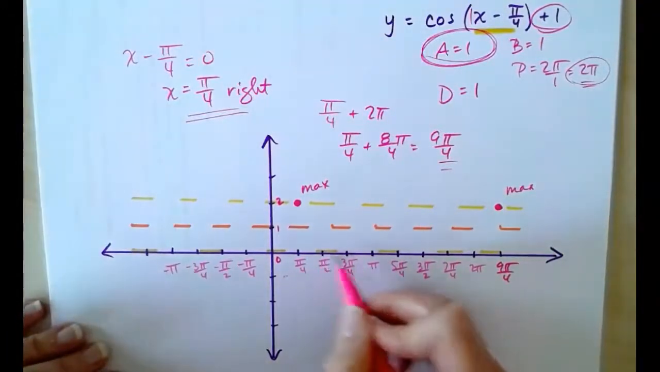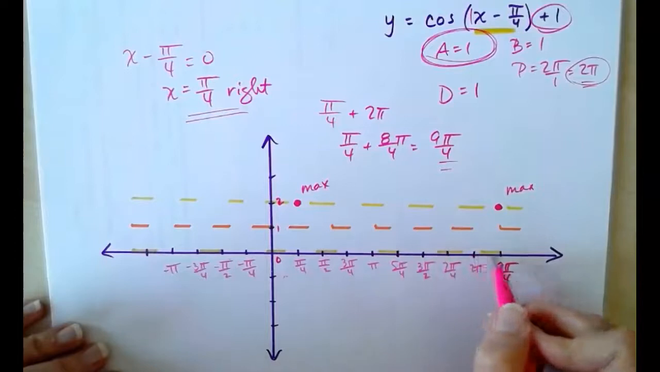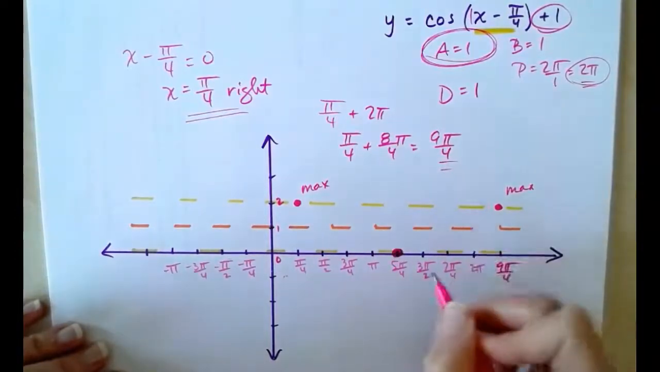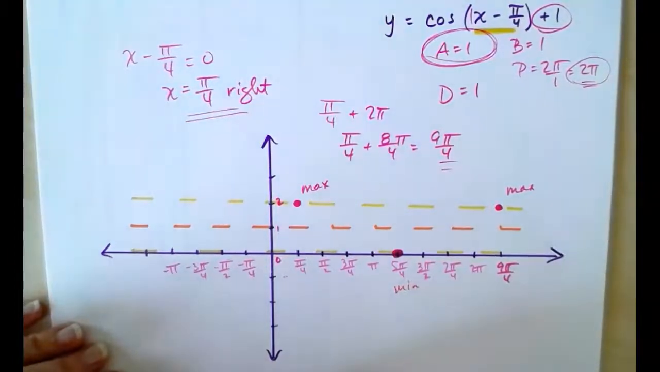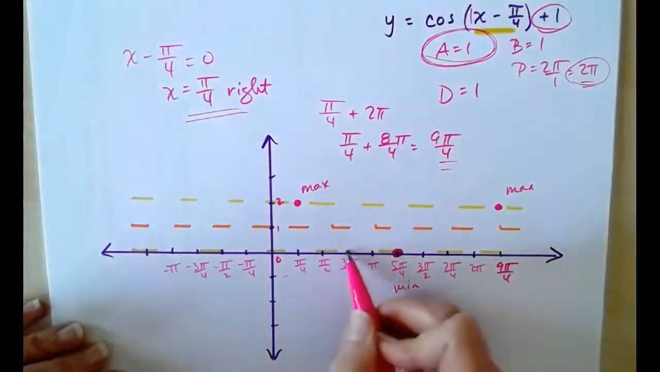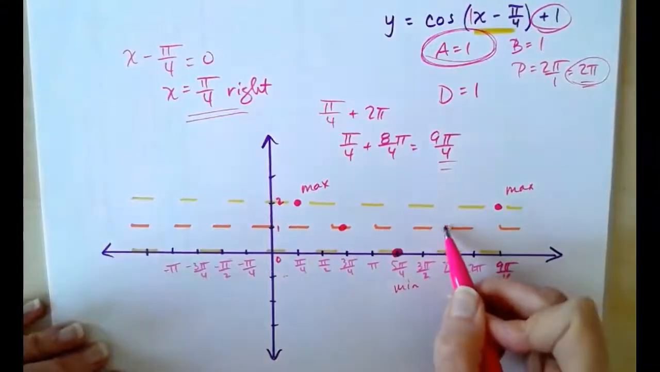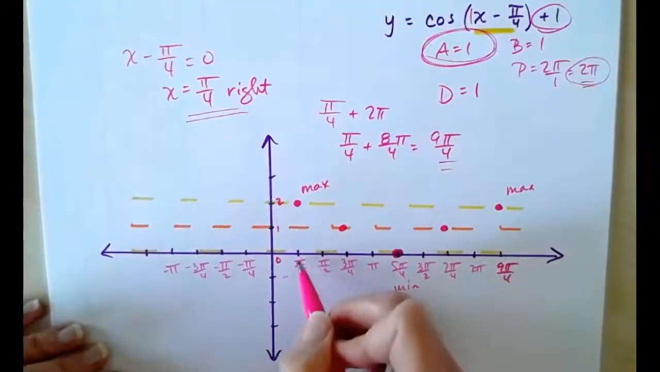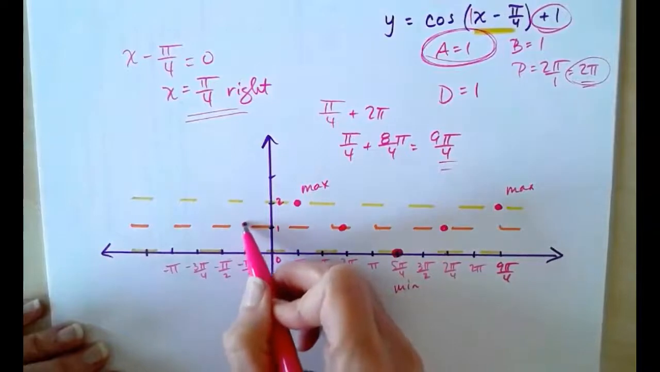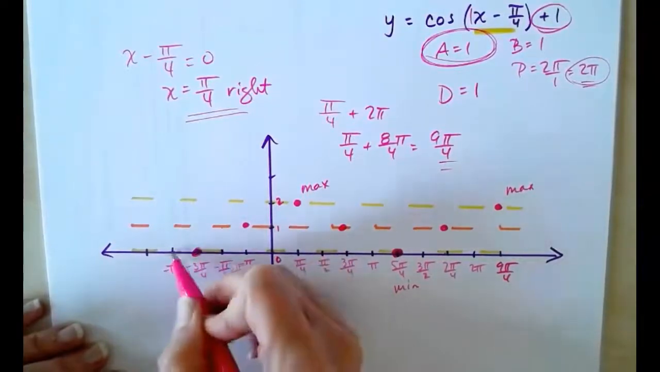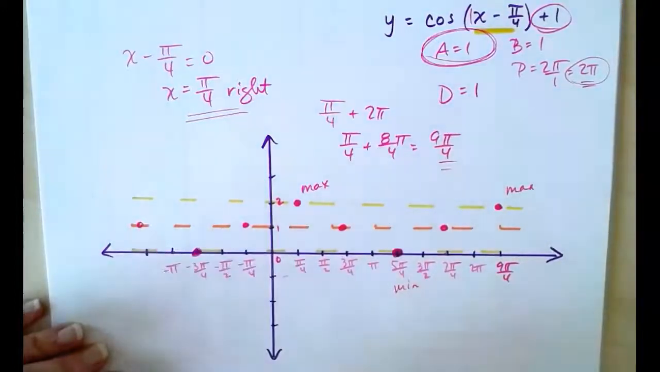So count them. 1, 2, 3, 4, 5, 6, 7, 8. That means 1, 2, 3, 4. There is a min value of 5 pi over 4. Then our midline crossings are going to be right in the middle. So 1, 2, 3, 4, 1, 2, midline crossing, 1, 2, midline crossing. Then we can go in this other direction, 1, 2, midline crossing, 1, 2, min, 1, 2, midline crossing.